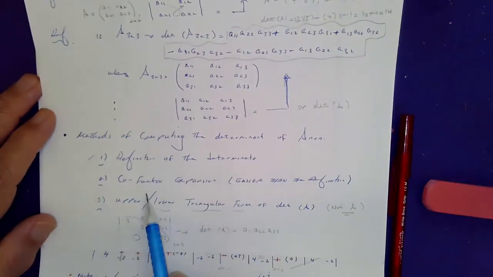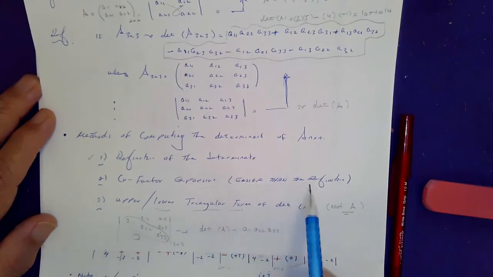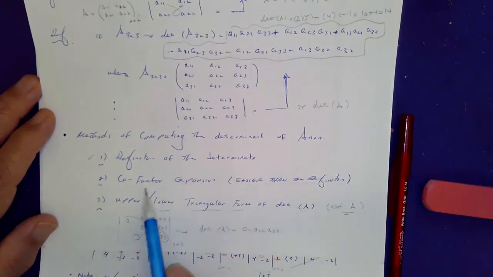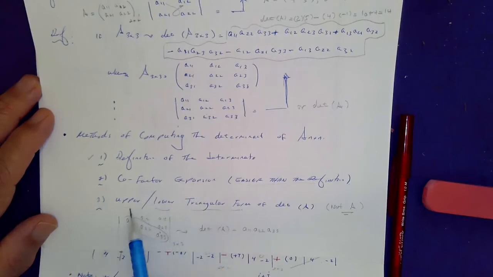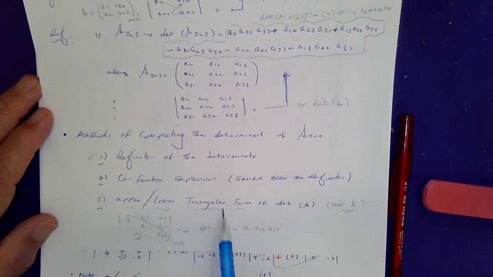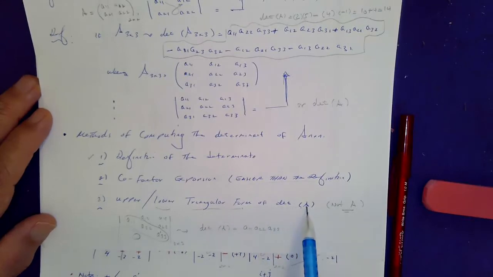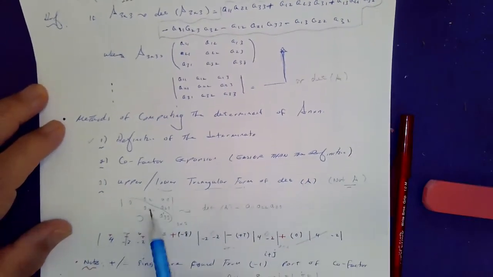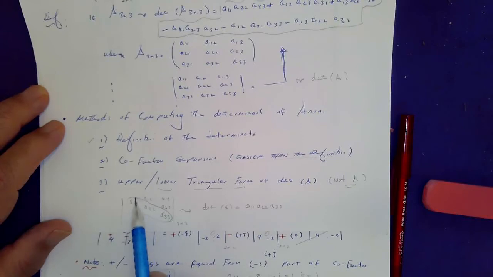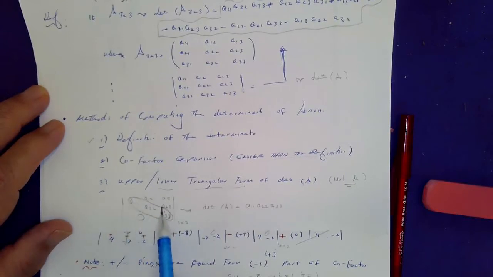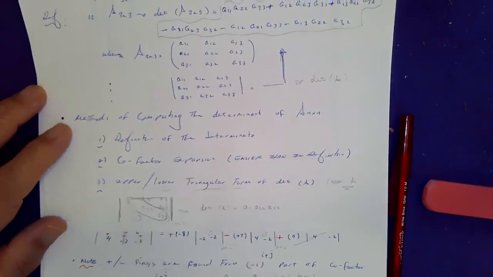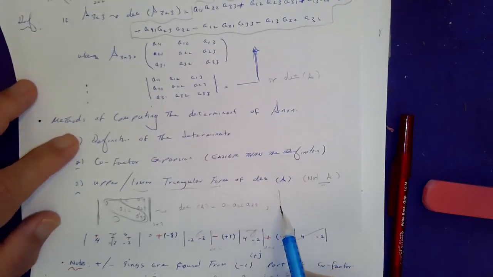The other method is cofactor expansion, which is easier than the definition, of course. It's called the cofactor expansion method. And the other one is called upper or lower triangular form of the determinant of A. Upper triangular means anything below the main diagonal in the determinant of a matrix is 0, and the elements above are non-zero. So this is called upper triangular, whereas lower triangular would be the reverse.